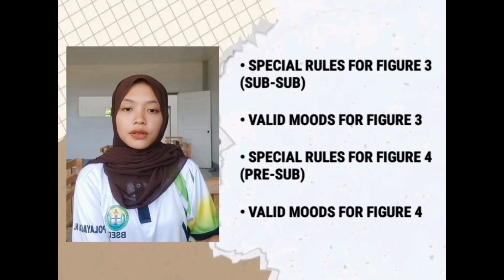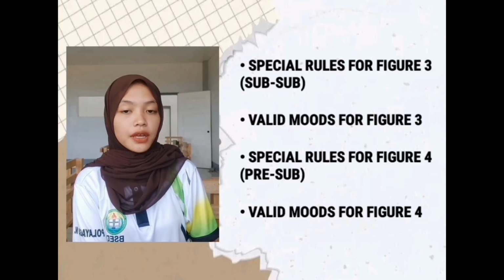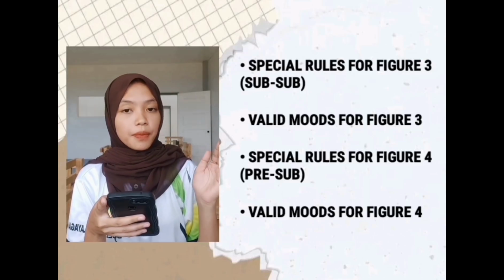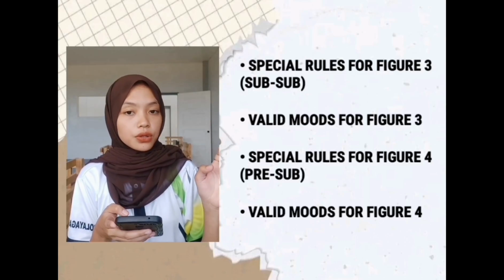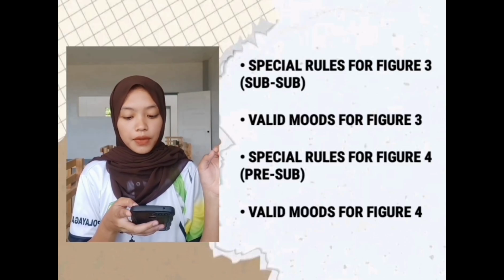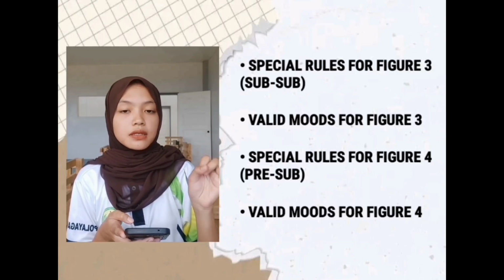Good day everyone, I am Norain Ali Pulayagan, and this is the topic that I will be discussing, which is the rules for figure 3 and 4 and their valid moods. This rule is a part of syllogism, which are logical arguments with 3 parts. We all know what the 3 parts are, right? This is the major premise, minor premise, and the conclusion.